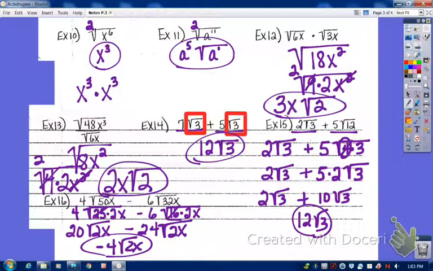Believe it or not, y'all did all of this in Algebra 1. How many of y'all, it's been since 8th grade since you took Algebra 1? All right, we got about 7 minutes.